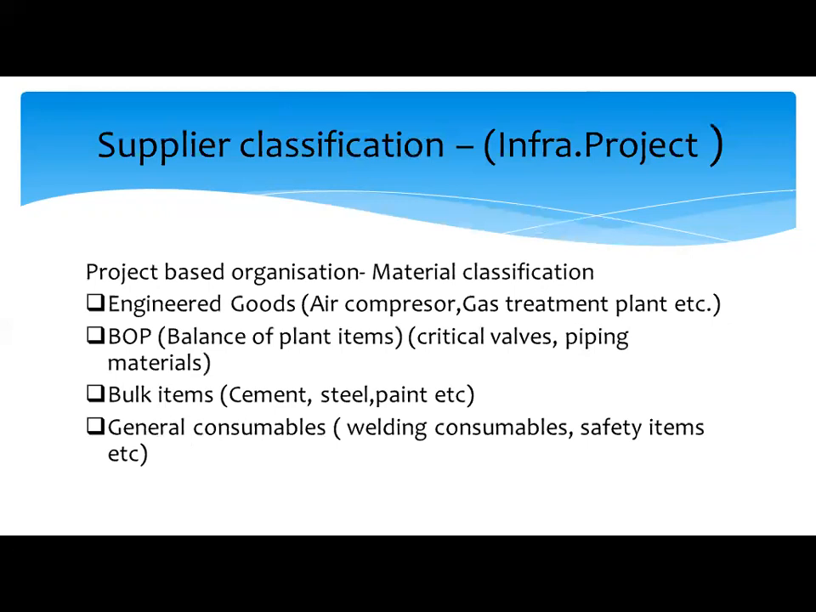In a project-based organization, materials and goods are generally classified into 4 main categories. 1. Package or engineered goods or engineered materials like steam turbine, air-cooled condensers, gas treatment plants, etc. 2. Balance of plant items, which is critical valves, piping items, etc. 3. General consumables like hand gloves, binding wire, welding consumables, etc. Then 4. bulk items, which is cement, steel, paint, etc. On the above premise, suppliers have been classified into 4 categories as per the risk and cost metrics given in my next slide.